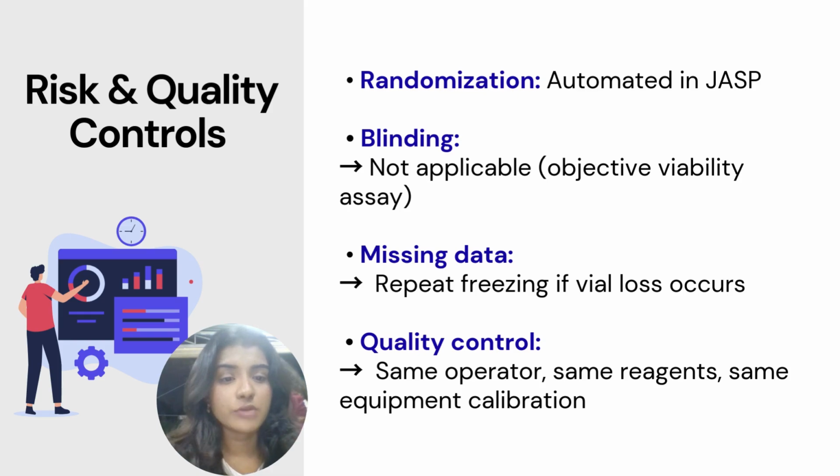Last but not least, we have risk and quality controls. So for this one, we have several quality control measures that were applied. Randomization was automated in JASP and blinding was not required due to the objective nature of the viability assay. In the event of missing data, repeat freezing would be conducted. All experiments use the same operator, reagents, and calibrated equipment to ensure consistency.